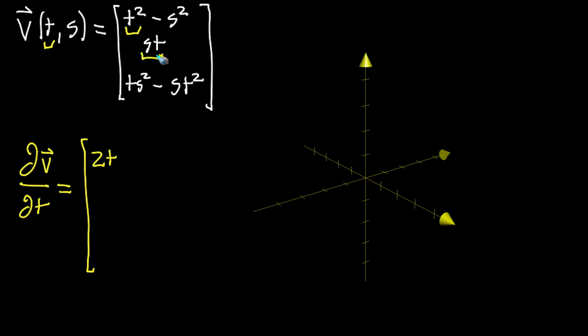s times t, when s looks like a constant, and when t looks like a variable, has a derivative of s. Then t times s squared, when t is the variable and s is the constant, just looks like that constant, which is s squared, minus s times t squared. So now the derivative of t squared is 2t, and that constant s stays in. So that's 2 times s times t. And that's how you compute it. Probably relatively straightforward. The way you do it with respect to s is very similar.